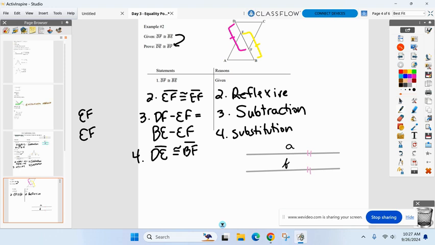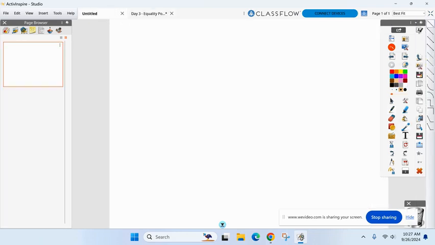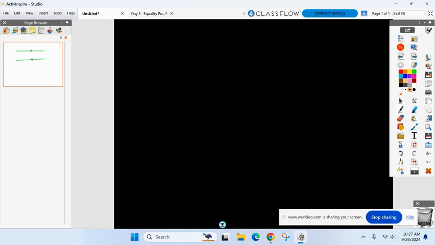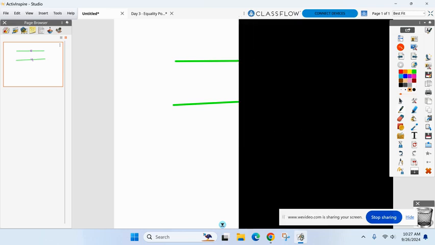Everyone good? All right, we are taking a total left turn here for this last property. Before I introduce it, let me ask you a couple questions based on my segments up here. They're congruent. Here's what I'm going to do. These congruent segments, I am going to cut both of them in half.